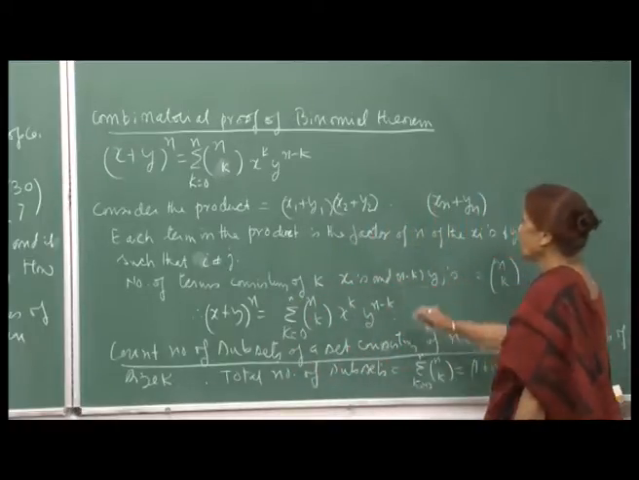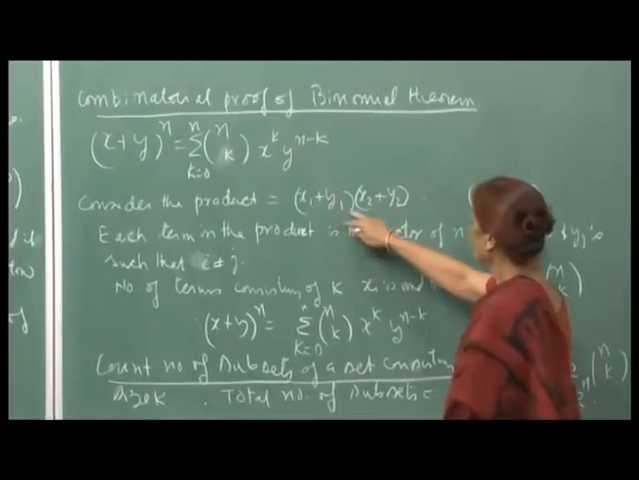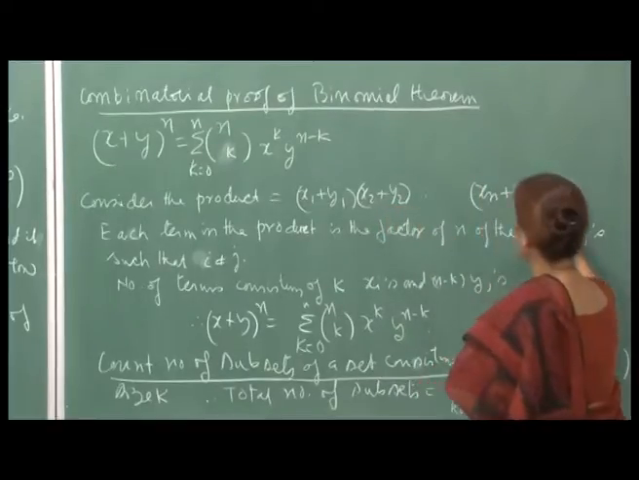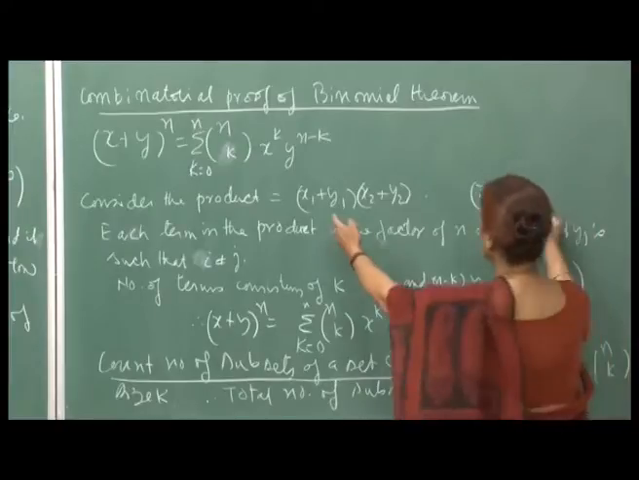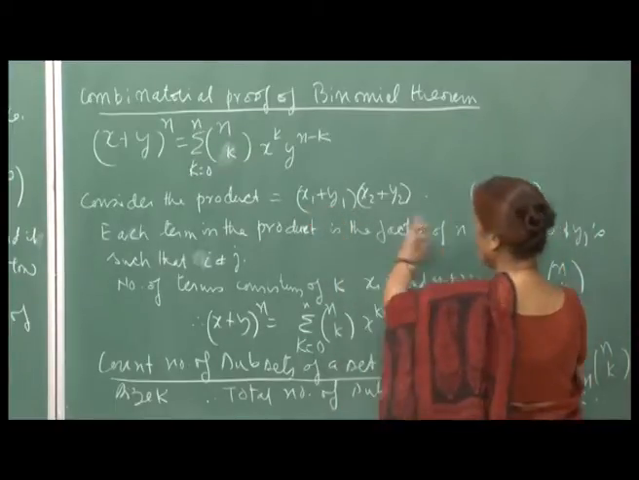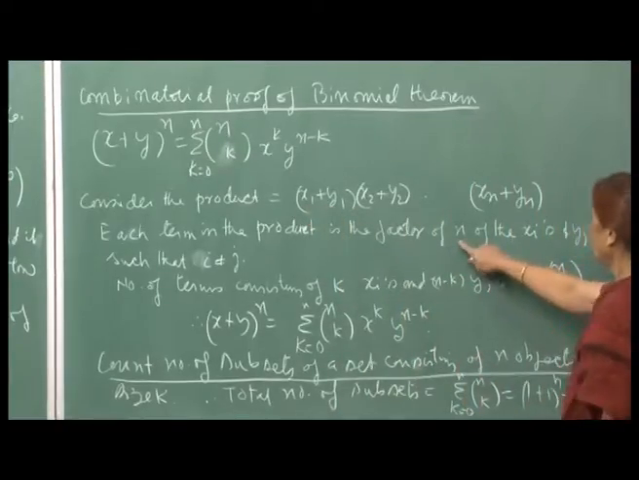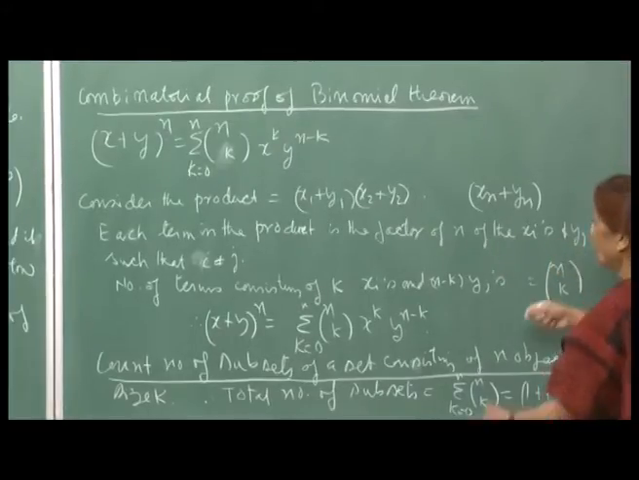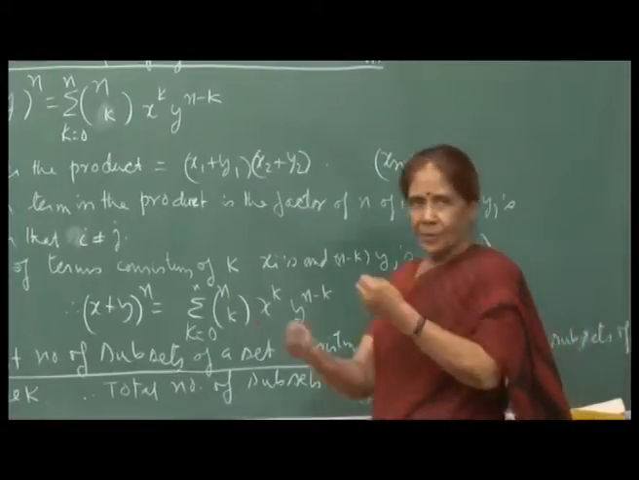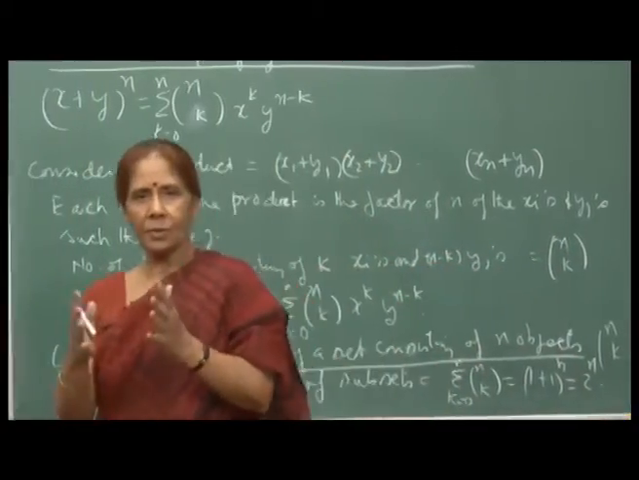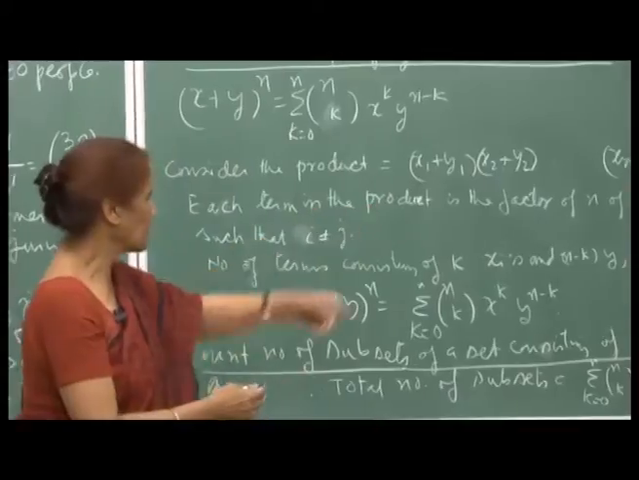And so, let me consider the product (x1 plus y1) into (x2 plus y2) and so on. So, there are n terms here, right. Now, when I am multiplying, each term in the final product would consist of n factors, a factor of n of the xi's and yj's. That means, each term of this product will contain, when you count the number of xi's and yj's, a total number of n, because you have n factors, right.